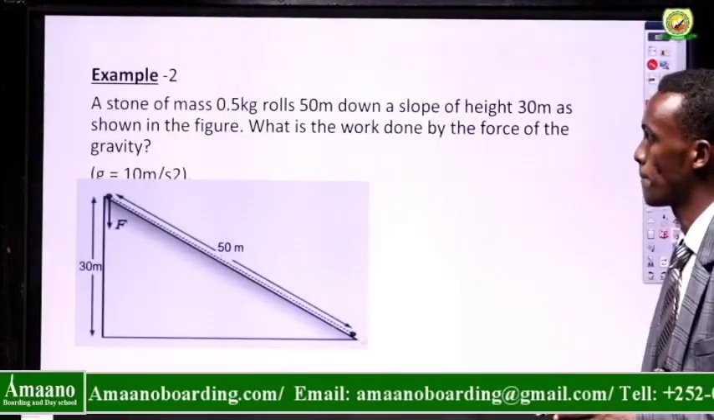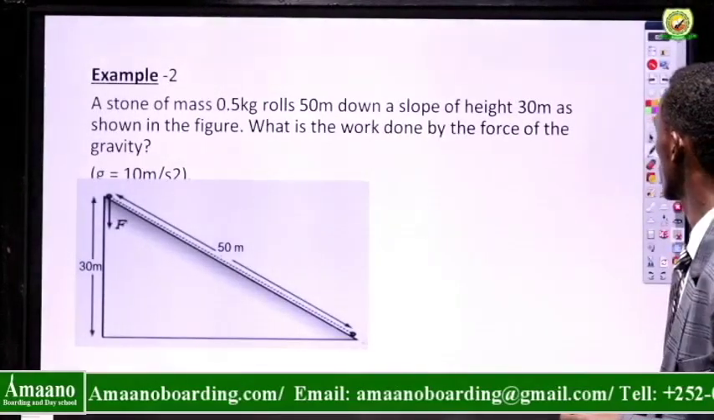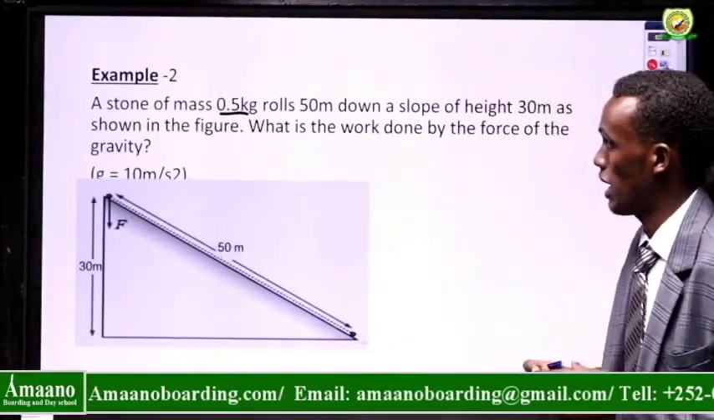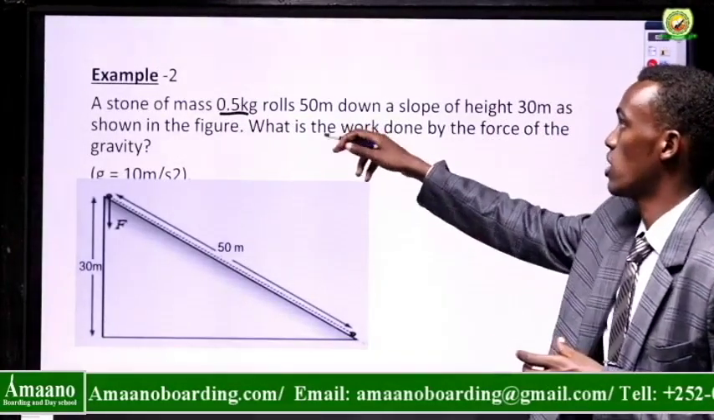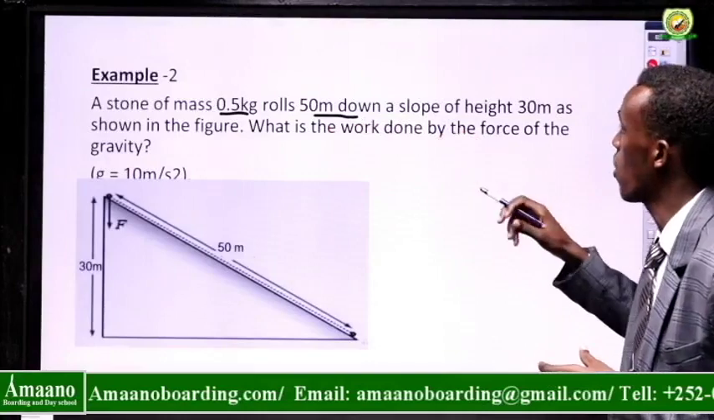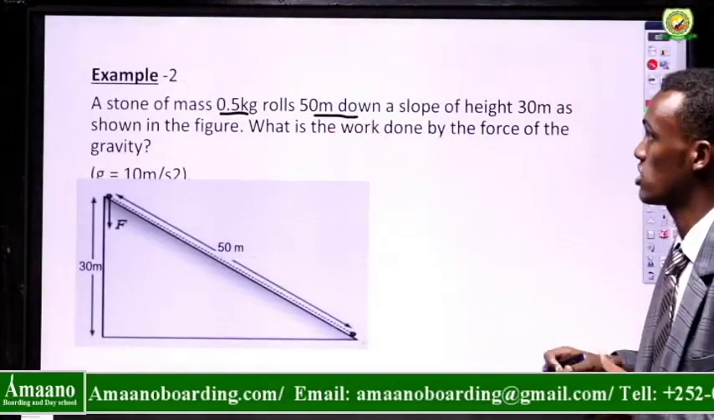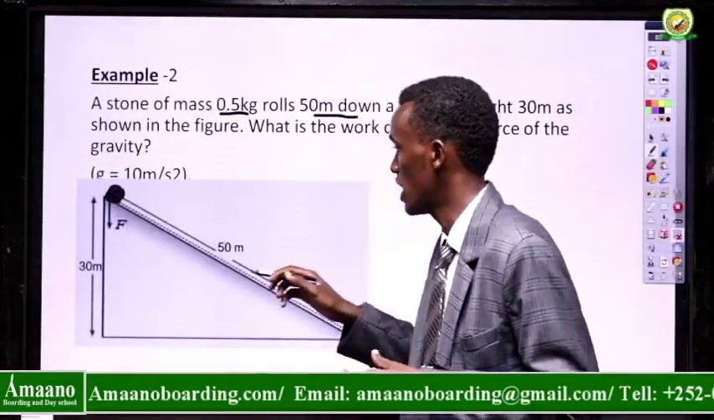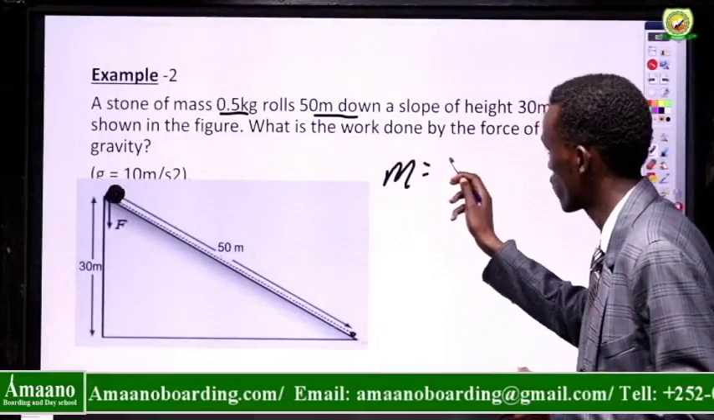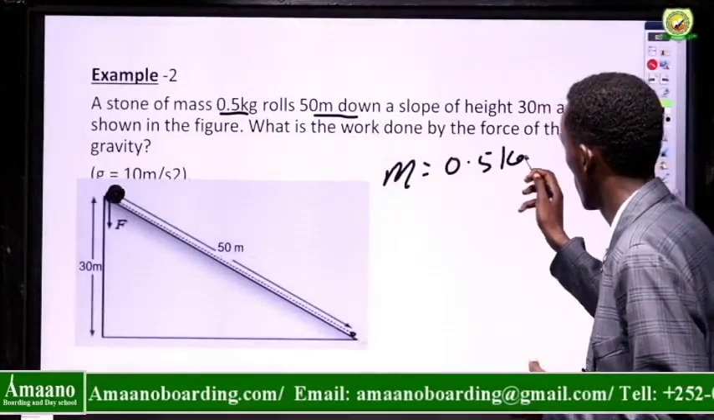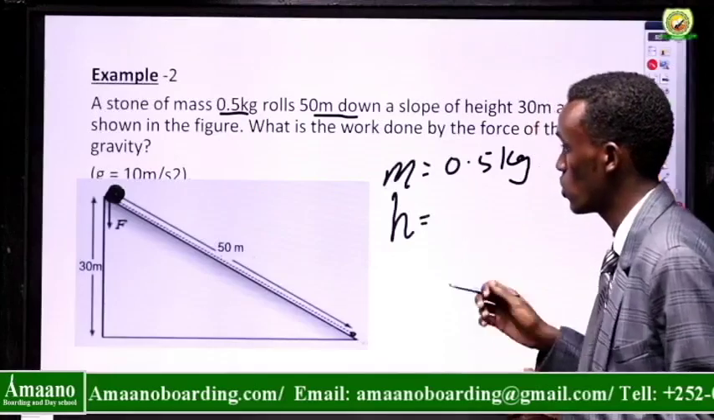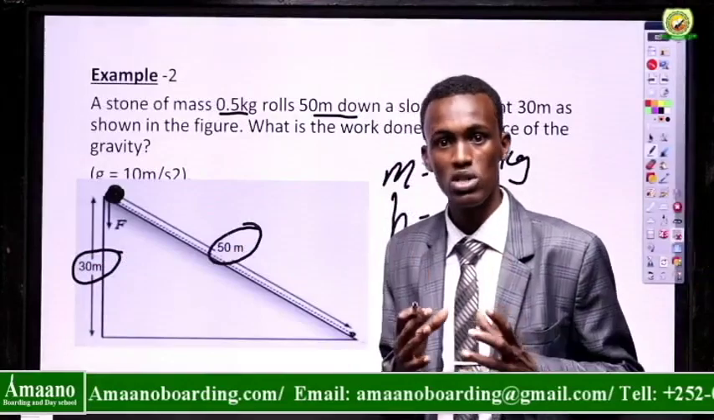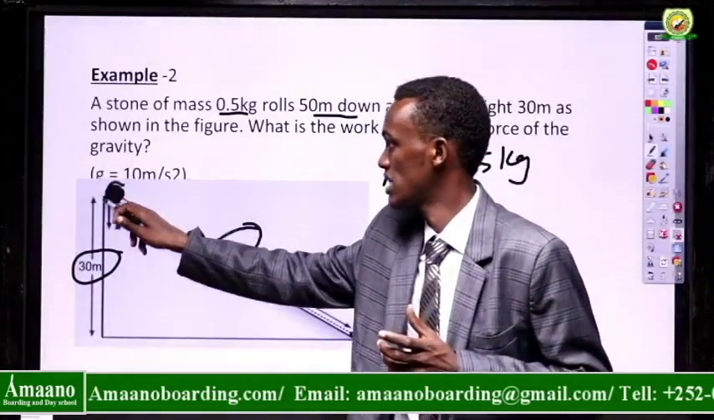Example 2. A stone of mass 0.5 kilogram rolls down 50 centimeters along a slope of height 30 centimeters, as shown in the figure below. So we have this body, for example, this is a stone. This stone has a mass of 0.5 kilogram, and also we have a height. This is the length of the slope, but we use the height above the ground.